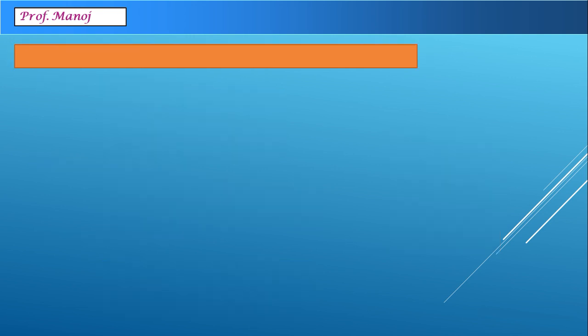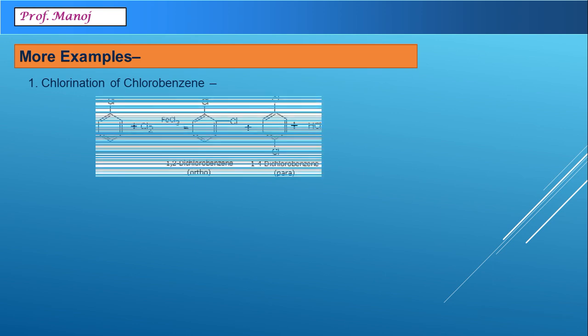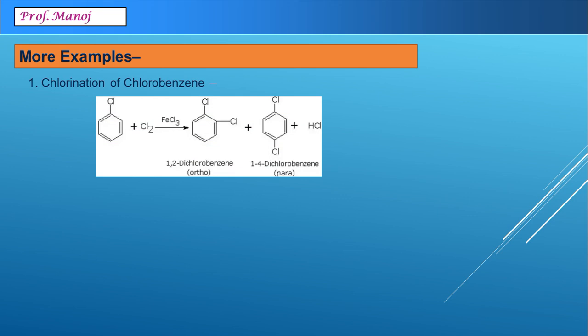We have some other reactions now. Same method if applied for starting material other than benzene. So if the reaction is done for chlorobenzene's chlorination, we will get here two products.